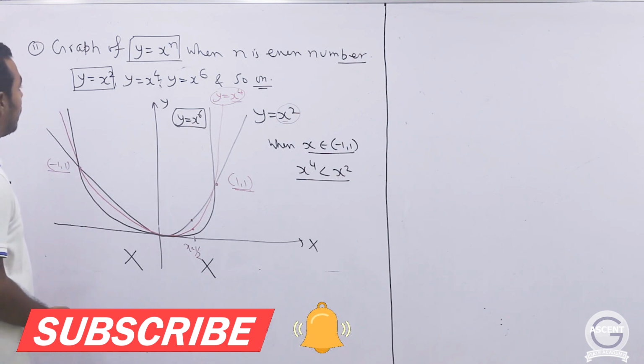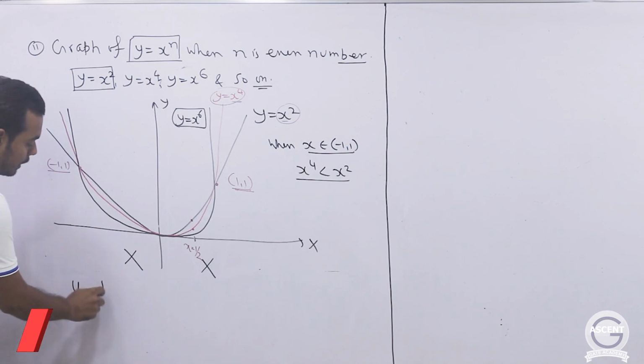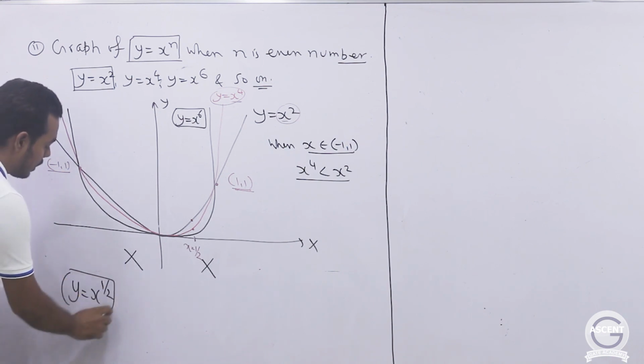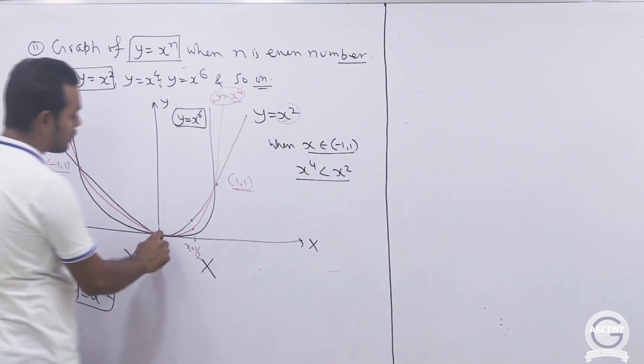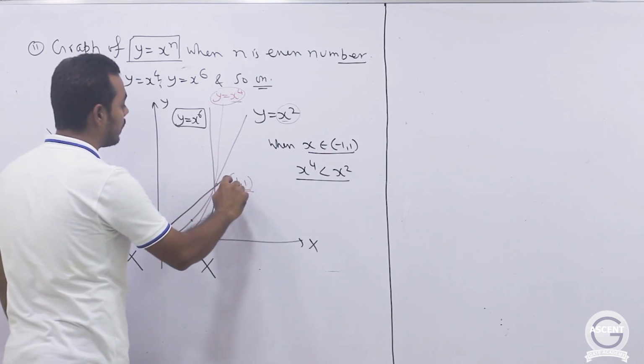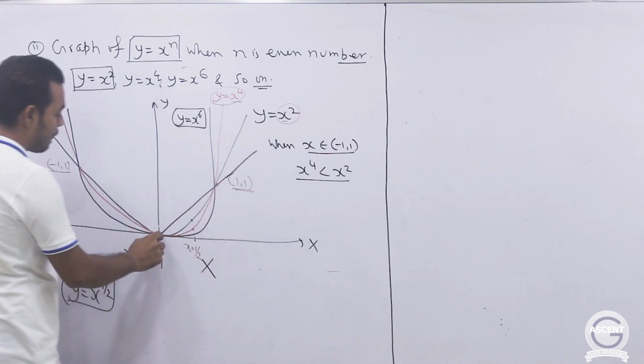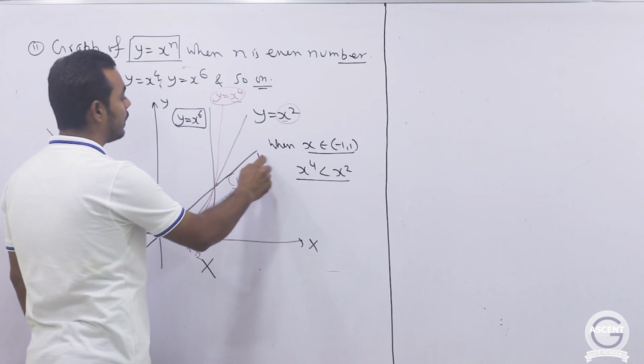Okay, now again, if you want to draw the graph of say y equals to x to the power 1 by 2, now here you have to first draw this y equals to x line. This was our y equals to x line, right? This will be our y equals to x line.